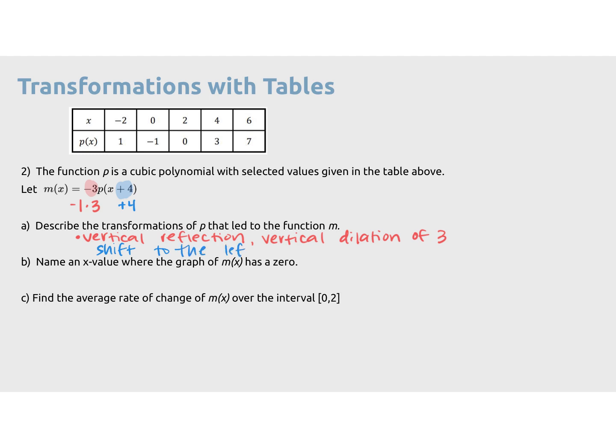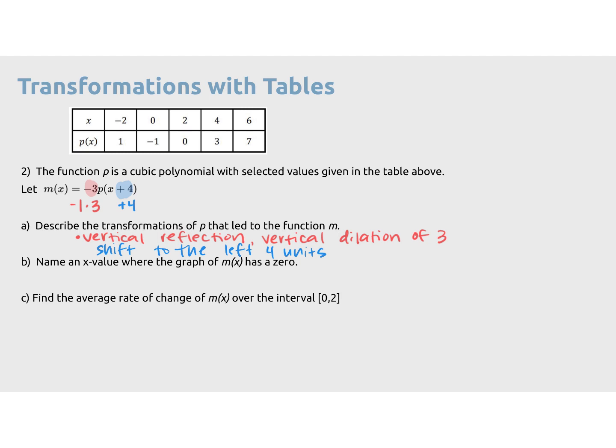We want to be as descriptive as possible, so I'm going to say a shift to the left 4 units. Want to be able to say how far. You can say horizontal shift to the left, that's totally fine. I think the word left indicates that it's a horizontal shift, but if you wanted to be extra descriptive, you could add in the word horizontal.